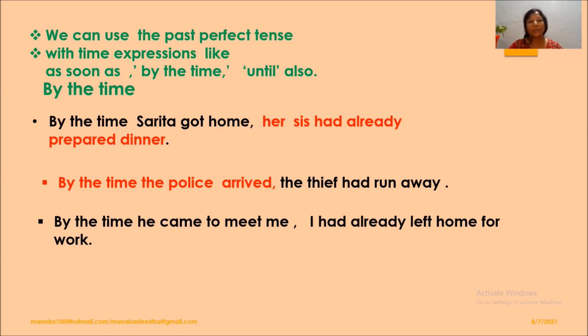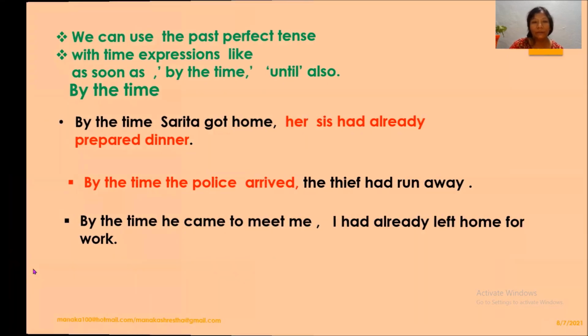So by the time plus simple past: this means by the time Sharita got home, that is, when Sharita got home, her sister had already prepared dinner. By the time the police arrived, that means when the police arrived, the thief had run away. By the time he came to meet me, I had already left home for work. That means when he came to meet me, I had already left home for work. Okay, so we can use by the time with past perfect and by the time with simple past. The next sentence should be in past perfect. Okay.